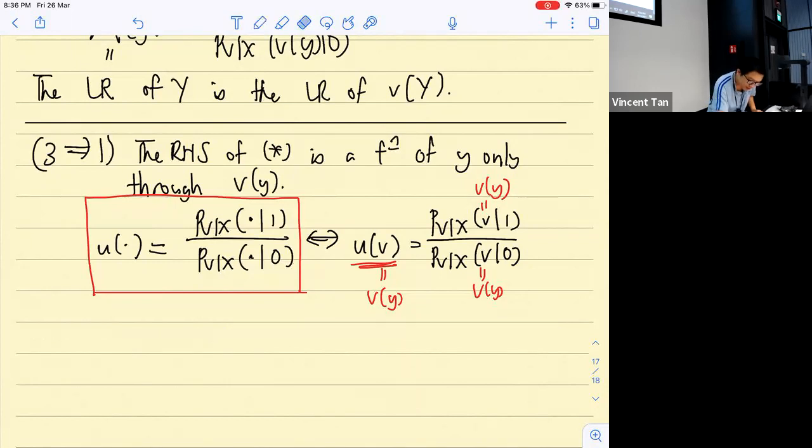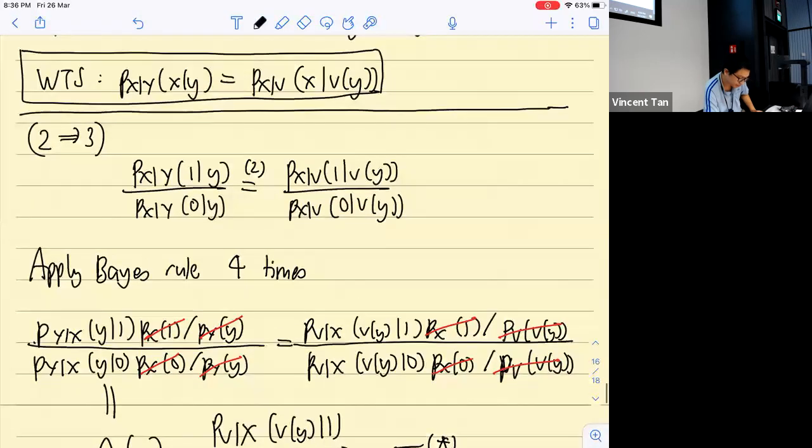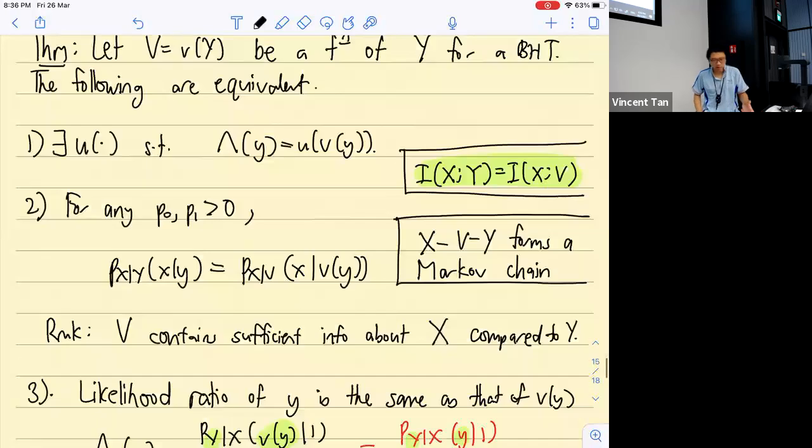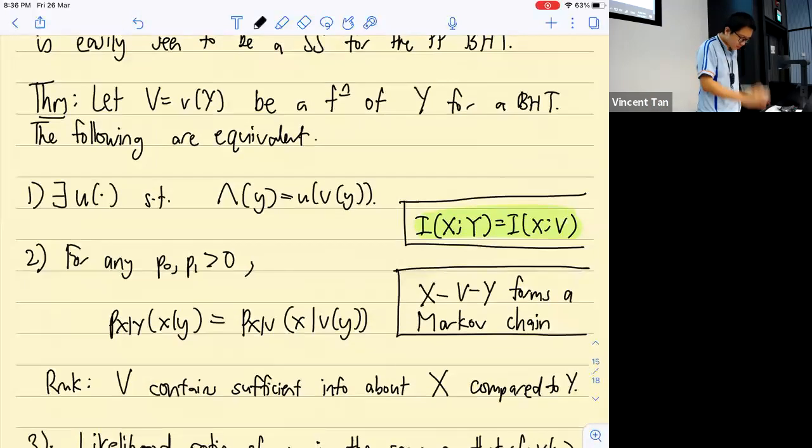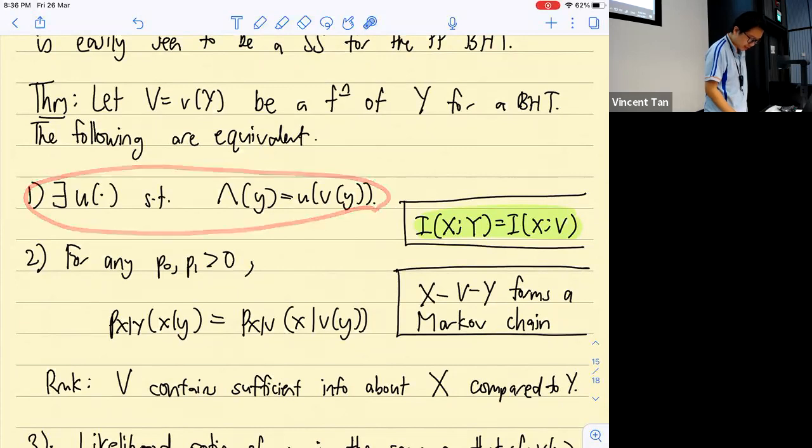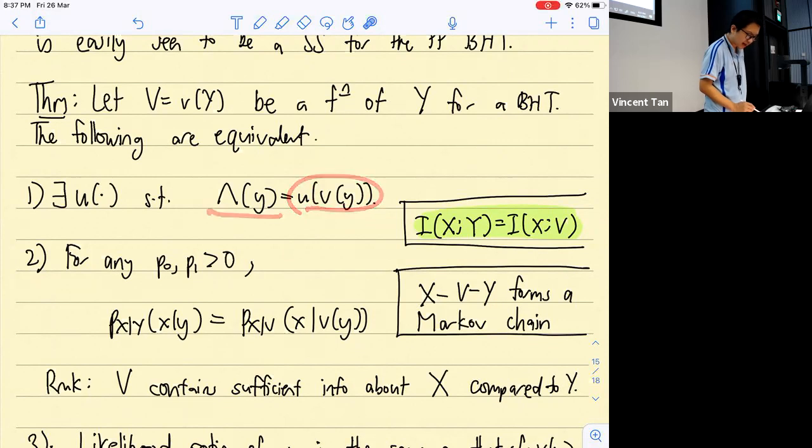So maybe let me go through this one more time, and hopefully this will be clear. The proof is not so important, the statement is more important. The standard way that we define sufficient statistic is through this relationship. We say that V(y) is a sufficient statistic of y if I can find a function u such that I apply u to v, I recover the likelihood ratio. And the likelihood ratio is super important for making optimal decisions.